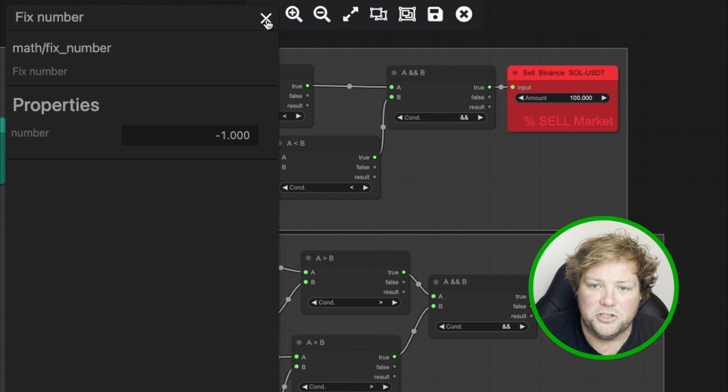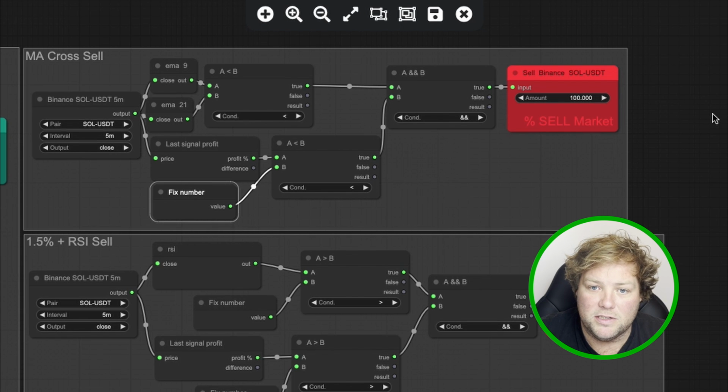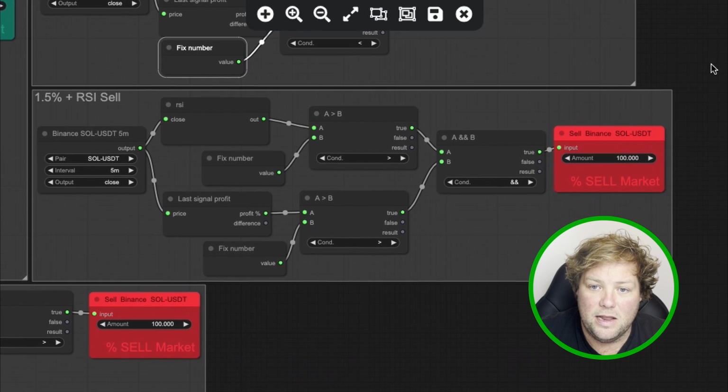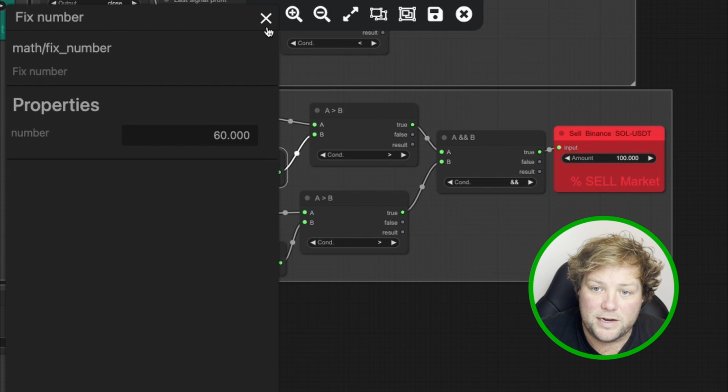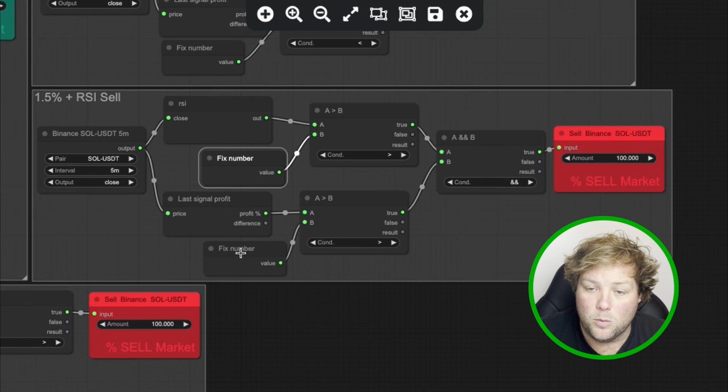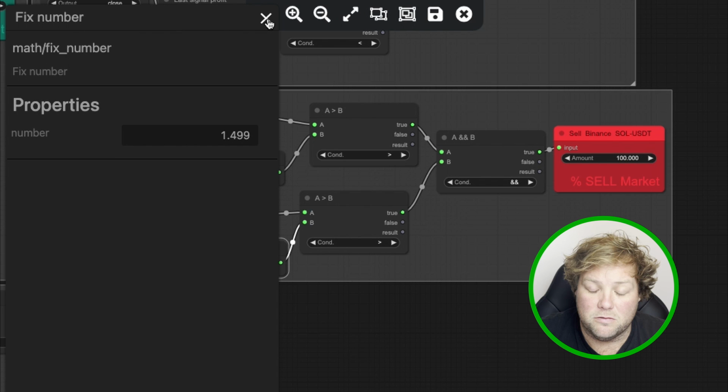The second sell condition is looking at the relative strength index, or RSI, on the 5-minute chart. If it climbs above 60, signaling the market is approaching overbought levels, and we're seeing a 1.5% profit already, then we'll take this profit before the market has a chance to reverse.